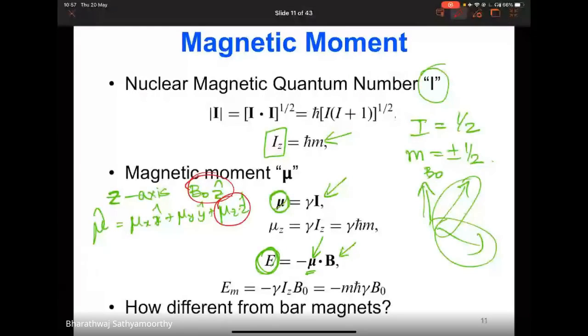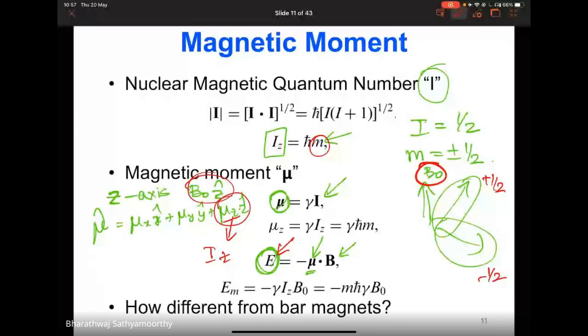So you'll only have the z component present, and the mu z component is going to be associated with Iz, which is associated with the nuclear spin quantum number. Immediately you are able to see that the energy levels that would be allowed are the ones with plus half and minus half with respect to the B naught field that is present.